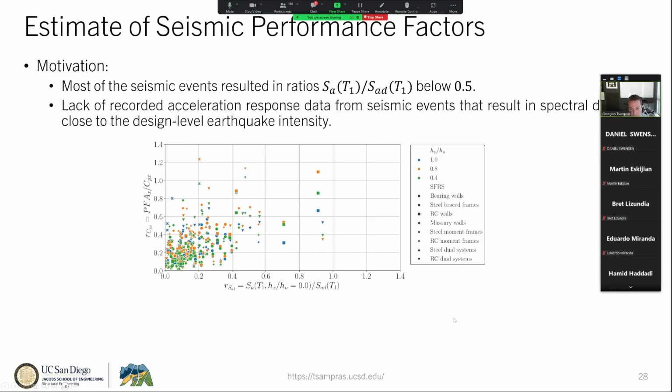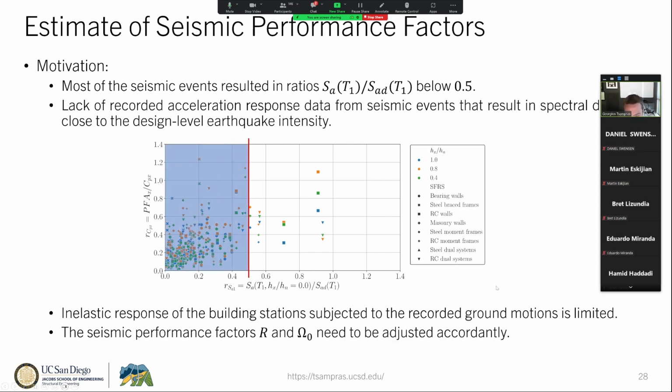Now there is a problem. The problem is that when we use design equations, we consider that we have a ground motion intensity that is obviously at the design level. However, as you see from this plot, the recorded data we have are mostly from seismic intensities that are lower than the design level. So if you see the y-axis in this plot, we compute the ratio of the spectral pseudo-acceleration at first mode period for a given recorded ground motion over the design spectral acceleration at that first mode period for the building in a direction of interest.